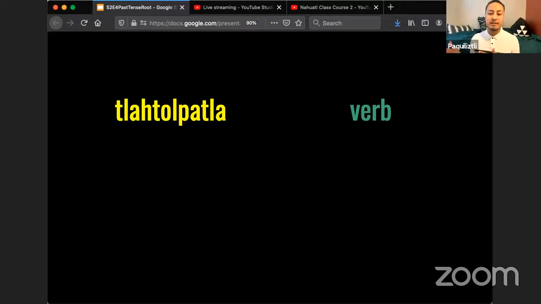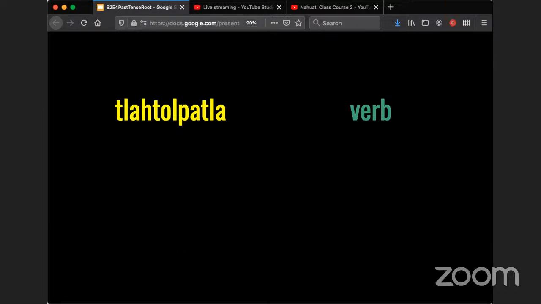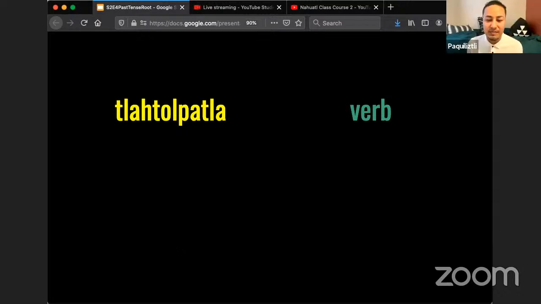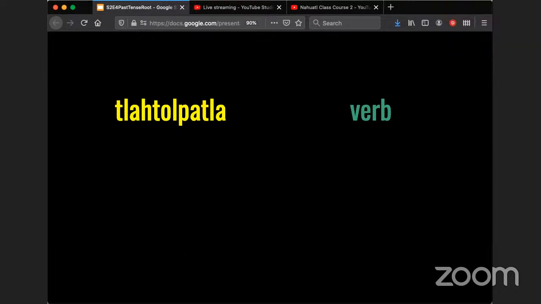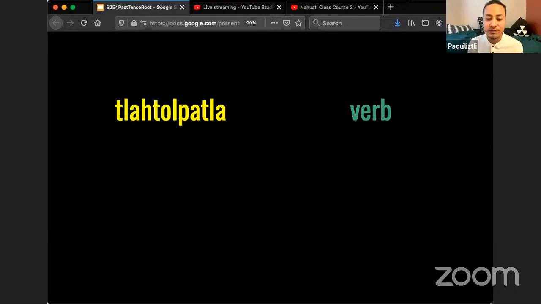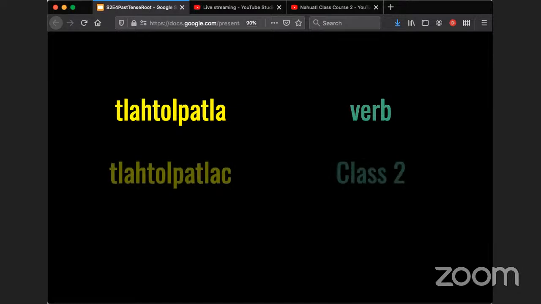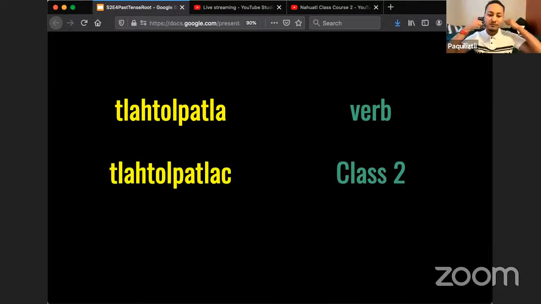So tlahtolpatla, I don't know if it's in the dictionary or not. It probably is. But you can find out what class this is by looking it up. Should be class 1. This is a class 1. And how do you make it a past tense? You add a C or a K. In this case, how many people are doing the action? I think it's just one. So he or she translates words basically. So it would be Tlahtolpatlak.